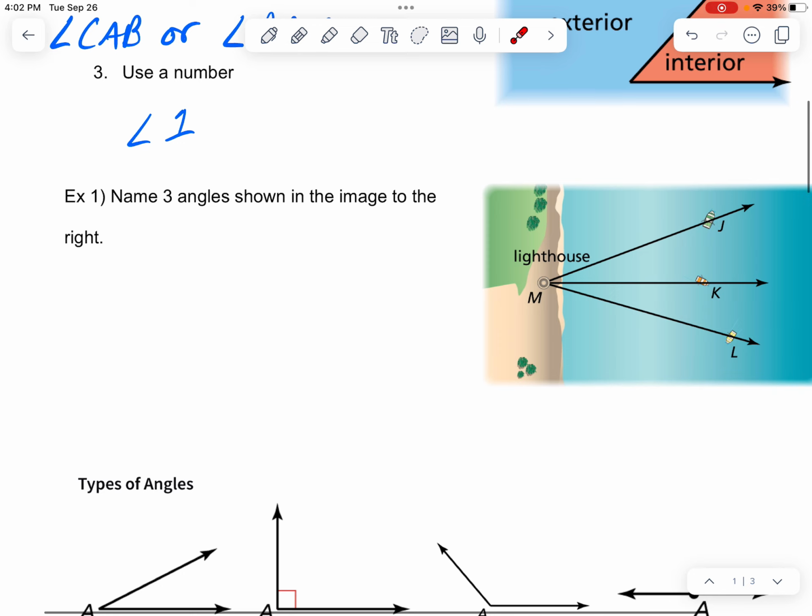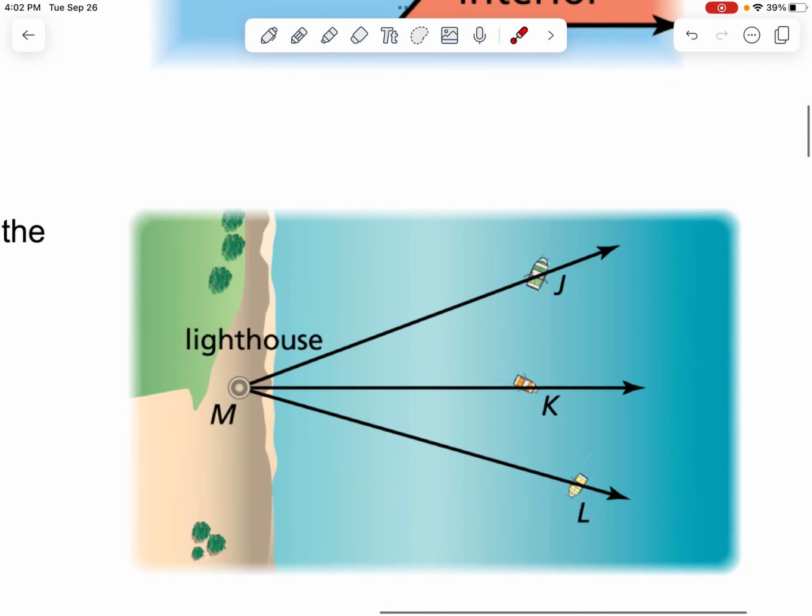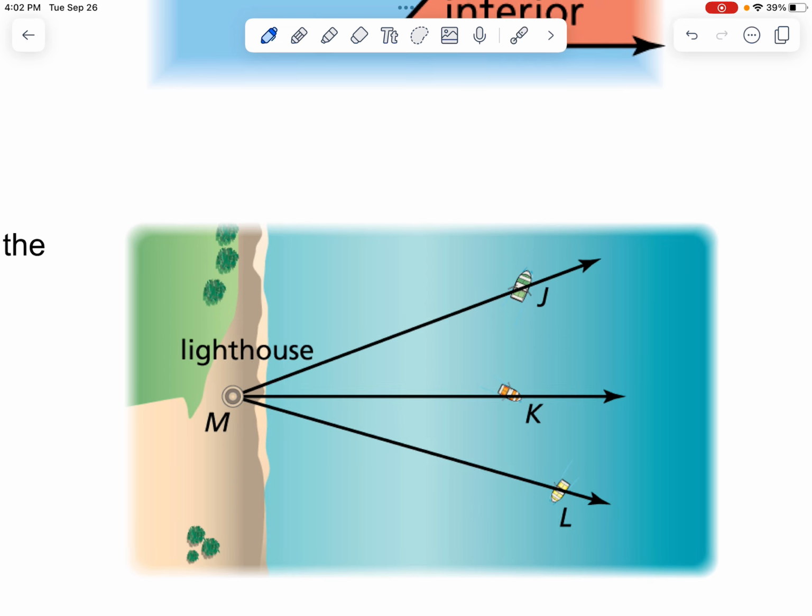I was expecting that you would write it over here, but just for example's sake, I'm going to write above here. So our first angle, I'm going to call this my first angle here. So we could call this angle JMK, or angle KMJ, as long as M is that middle letter, because it is the vertex.